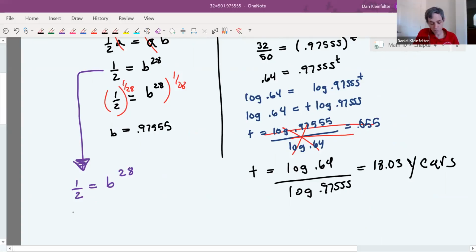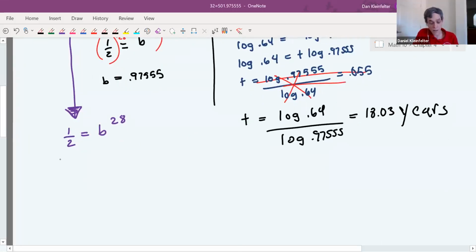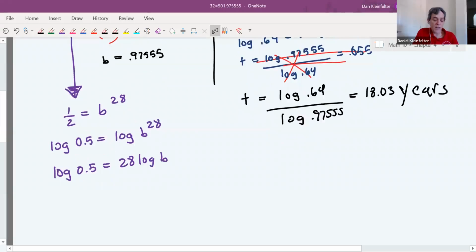And so log is fine. So we'll have the common logarithm of 1/2. That was 0.5. And that is log of b raised to the 28th power. And then our reason, as always, for doing this is to bring the 28 around front. So we'll have log 0.5 is equal to 28 log b. Okay, so now this is a log equation that we can solve. So this will be log 0.5 divided by 28, and that will equal log b.